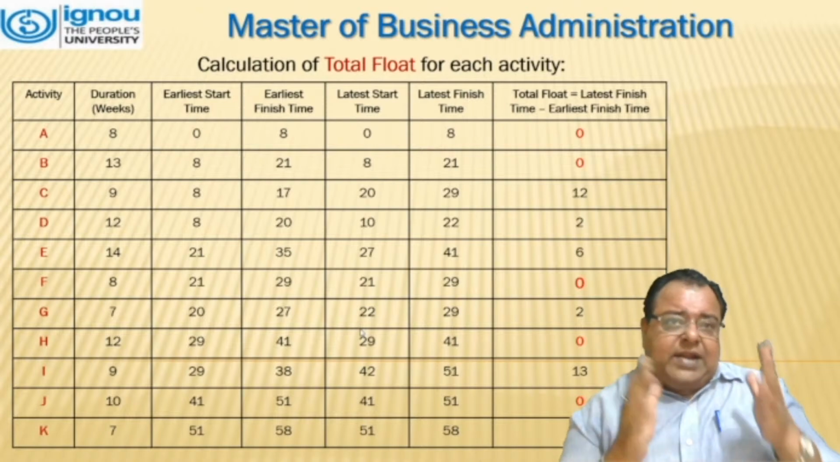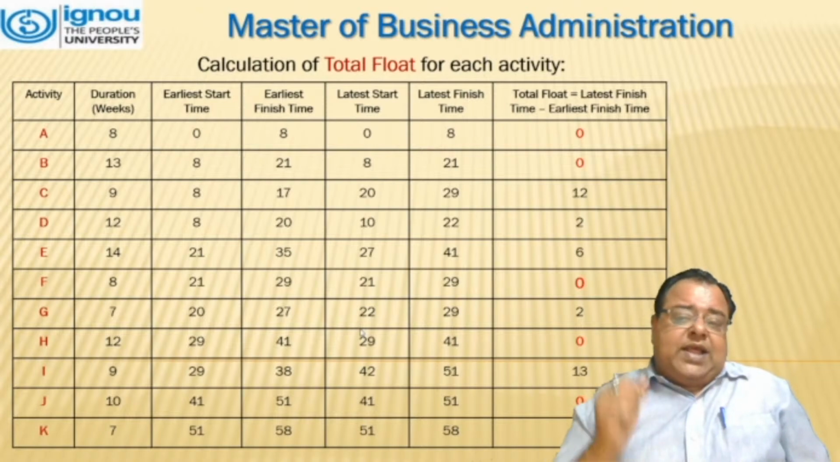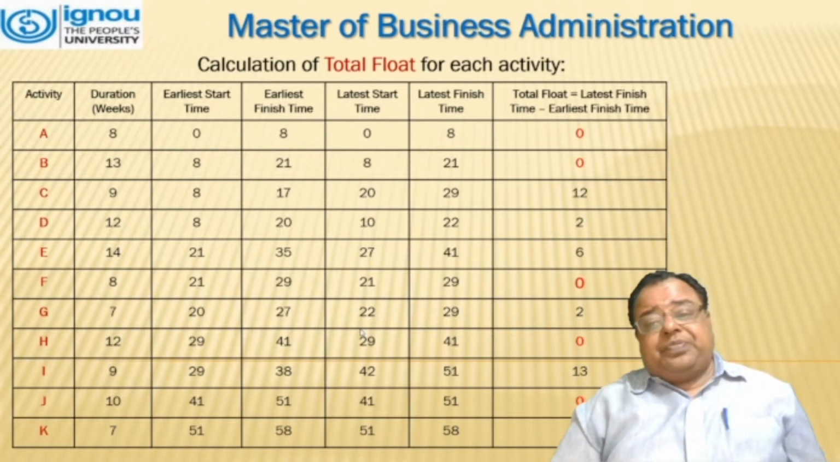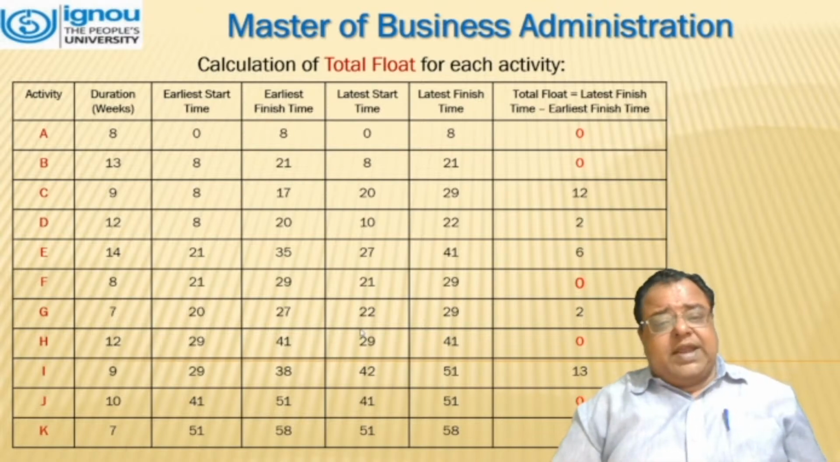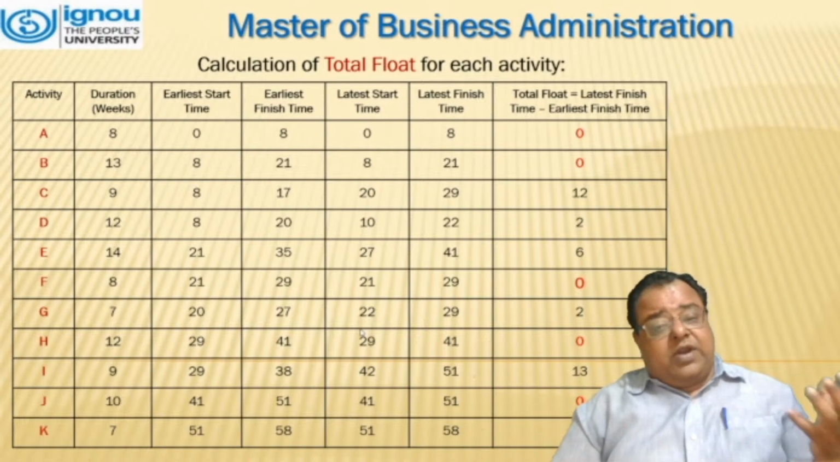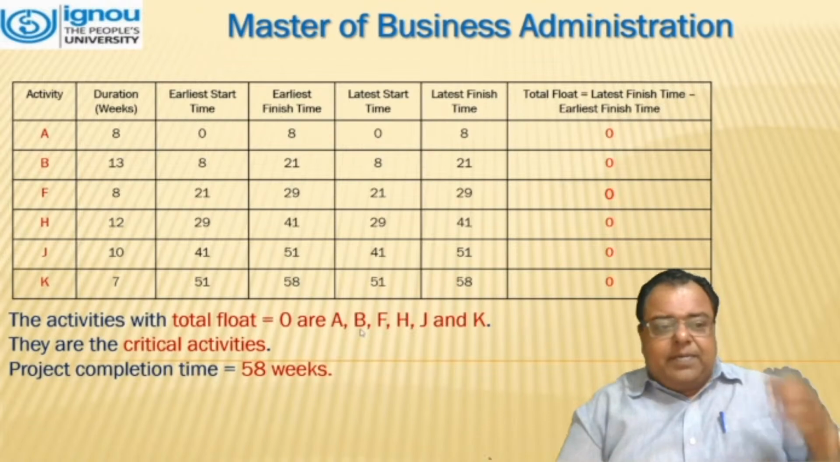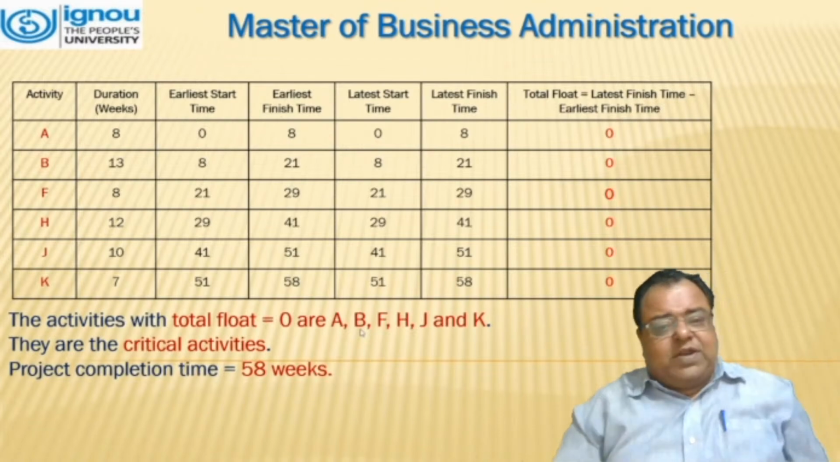Now, to calculate the total float time, we have to calculate the latest finish time minus the earliest finish time, which is in the tabular form. So here we can see for the first event it is 0, for the second one it is 0 again, for C it is 12, for D it is 2, for E it is 6, for F 0, G 2, H 0, I 13, and for J and K it is 0. Now we will be picking these values, the 0 ones. Now it has been placed over here.